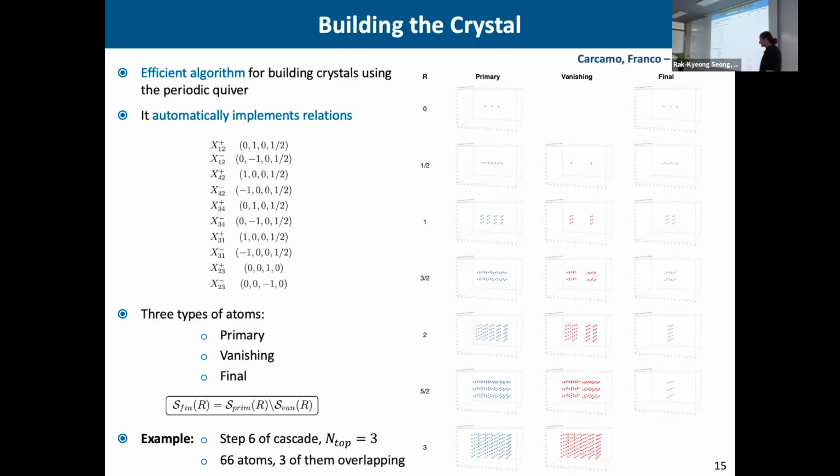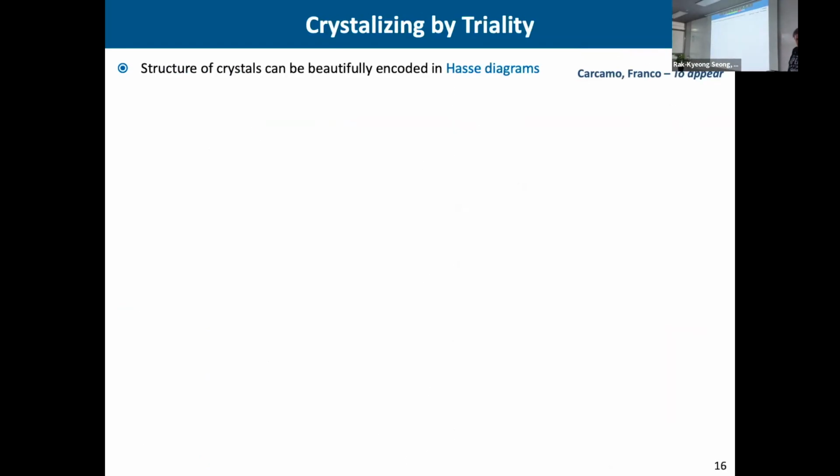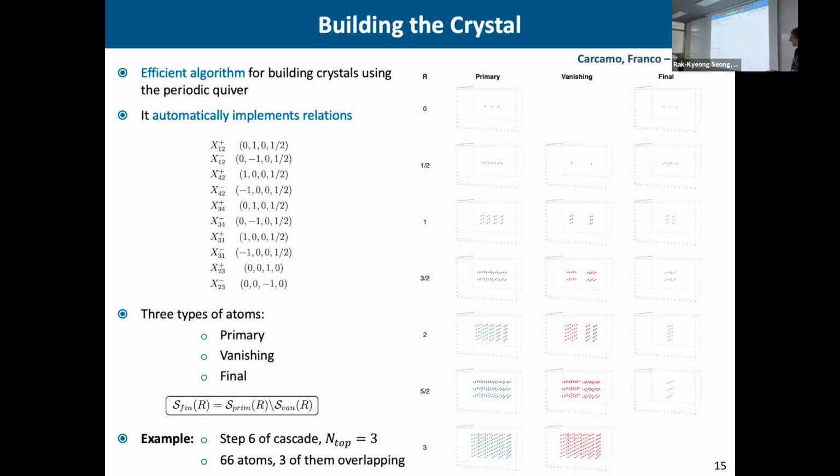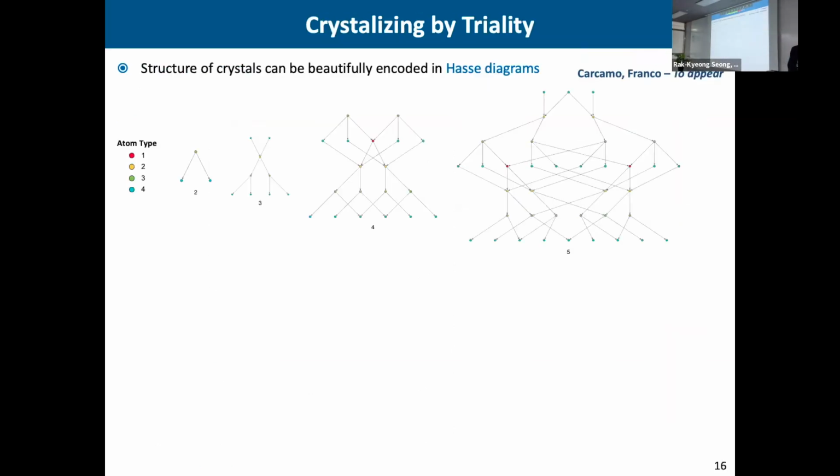Sliced according to R charge. In this case, well, I didn't say, this case has 66 atoms, and you can check that 3 of them have the same position in X, Y, and Z, and so on. You can say all these things. Very good. I didn't show you here how they overlap with each other, but of course it's nice to see how they overlap with each other. That structure can be nicely put in some Hasse diagrams. So let me show you how they look.